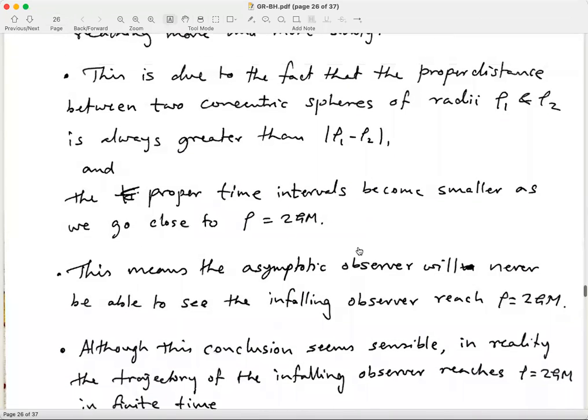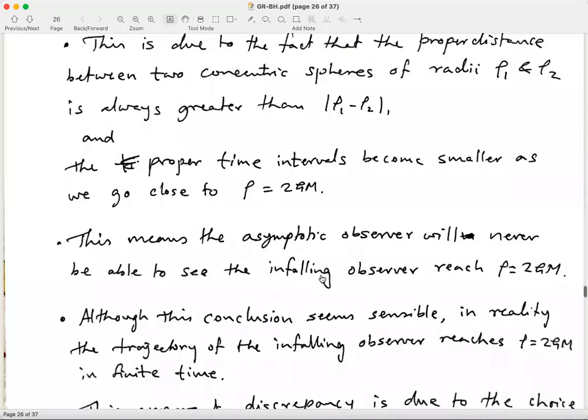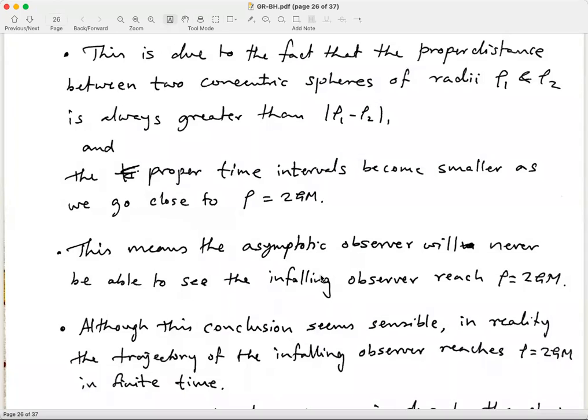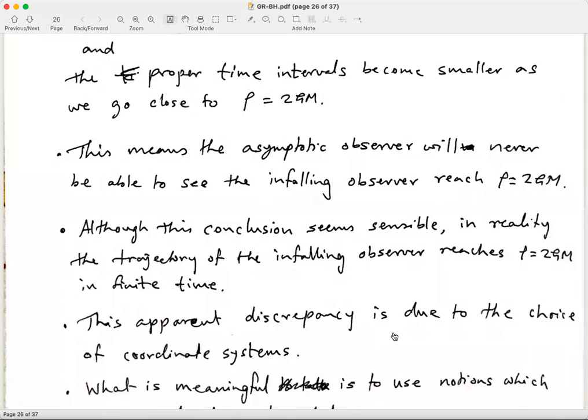Now, all these arguments are, of course, making complete sense. In reality, however, if you try to see what happens to the infalling observer, the infalling observer would actually cross rho equals 2GM in finite time. And there is no contradiction between this statement and the previous statement that the infalling observer would take infinite time to reach rho equals 2GM with respect to an observer who is sitting at a very large value of rho, versus in the frame of the infalling observer, he or she would cross rho equals 2GM in finite time. Okay.